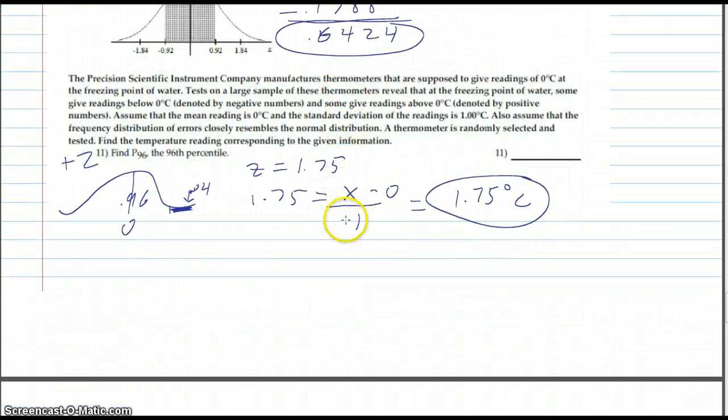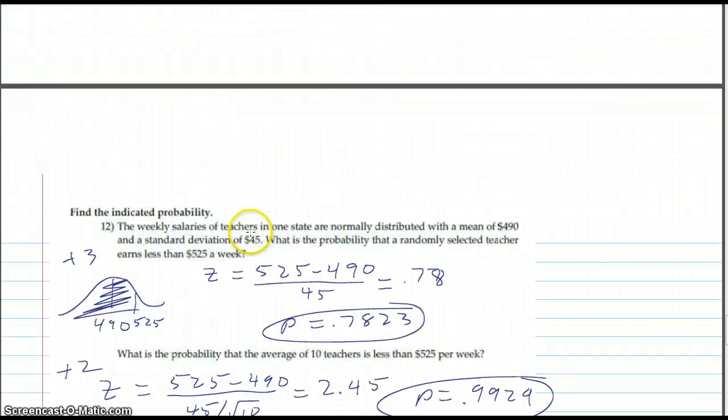On 11, you got to look up the z-score for the 96th percentile, and that's about 1.75 standard deviations above the mean. So we know the z-score is 1.75. We don't know what score it is. We know the average is 0 and the standard deviation is 1. So this is just the z-score formula. A lot of you didn't even need that. You're like, oh, it's just 1.75 standard deviations. That's 1.75 times 1. So it's 1.75 degrees Celsius is the 96th percentile.